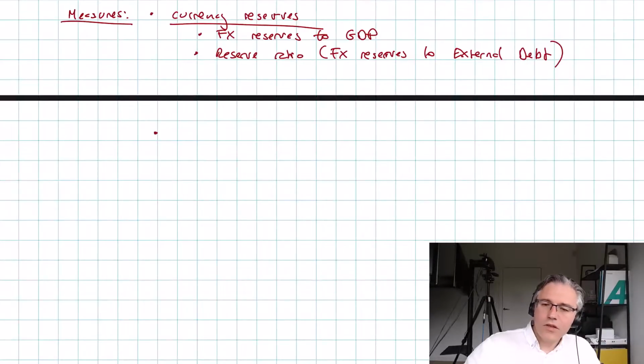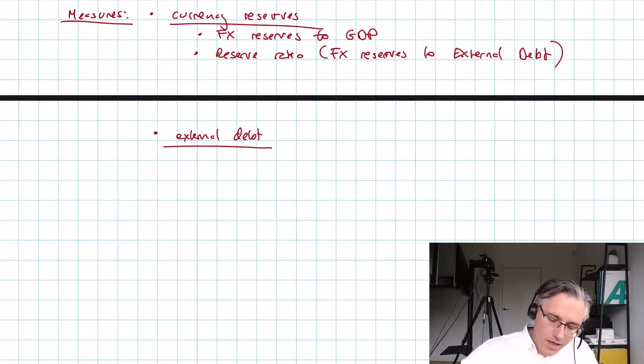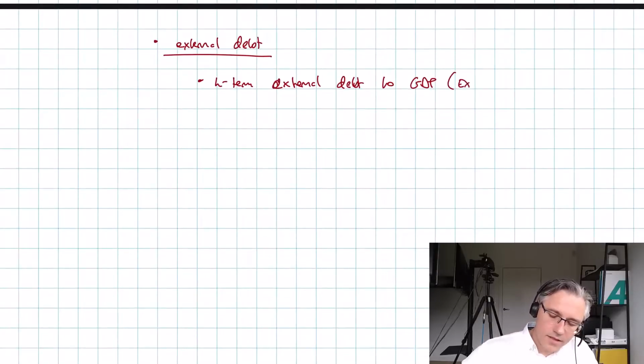Now, also still to do with the measures are measures of external debt. How much external debt we've got, that's the one which is denominated in foreign currency. So measures like long-term debt, so external debt to GDP. This is known as the external debt burden of a country.